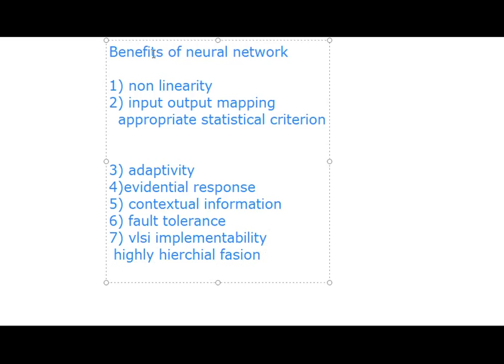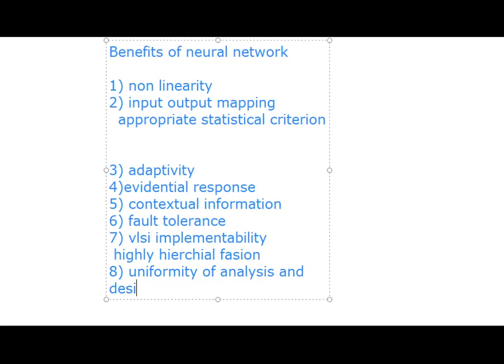So, next point is chapter point 8. Point 8 is uniformity of analysis and design. Okay. Now, basically a neural network enjoys a uniformity of information processing.